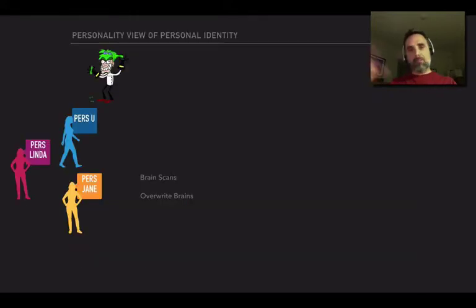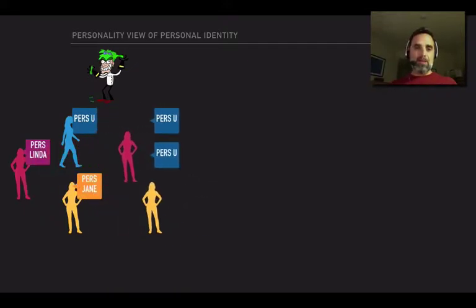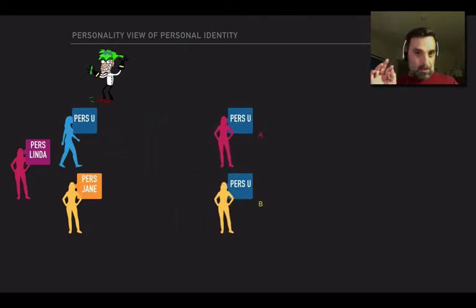So in this case, same mad scientist, same brain scanning, overwriting brains, personality technology. This time, the scenario is a little bit different at the beginning because we have three kidnappees: you, Linda, and Jane. Okay. And then what happens is that your body gets destroyed, but your personality gets copied into both Linda's body and Jane's body. So now there's that pink body and the yellow body, and each of them have your personality, and your body is gone. So that's what's happened. So who are you after this happens, after the switch?